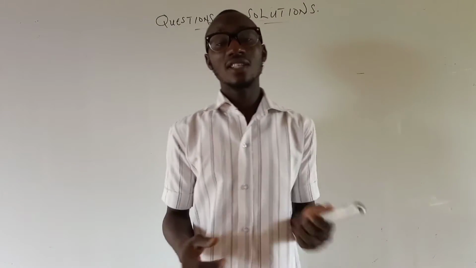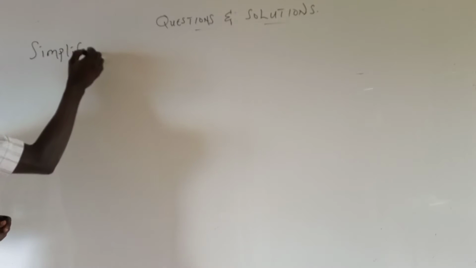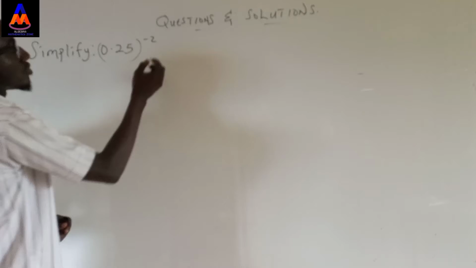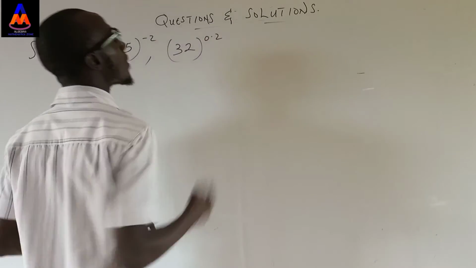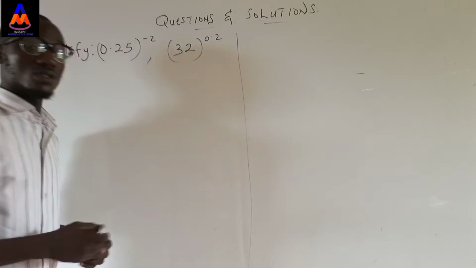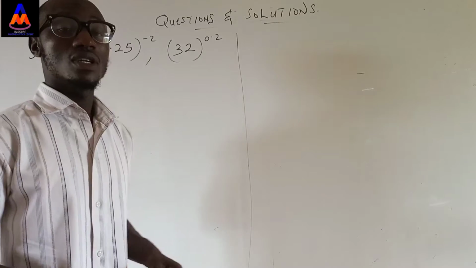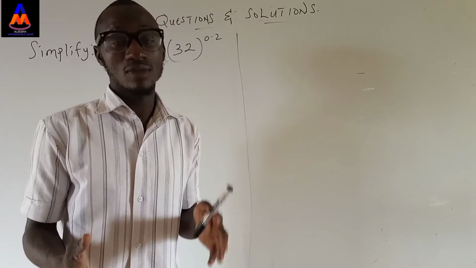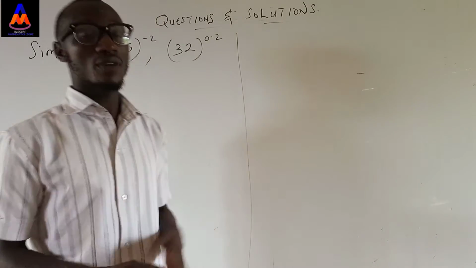Clear to us. Let's assume that we are given these two examples. We have to simplify 0.25 raised to the power minus 2, and the second one is 32 raised to the power 0.2. Now, if you look at this question, it's different from the ones we have been dealing with so far. This question has decimal numbers in it. So let's tackle it one after the other.